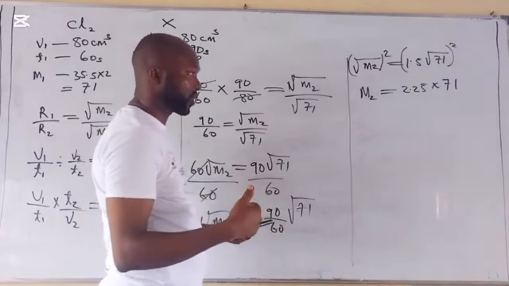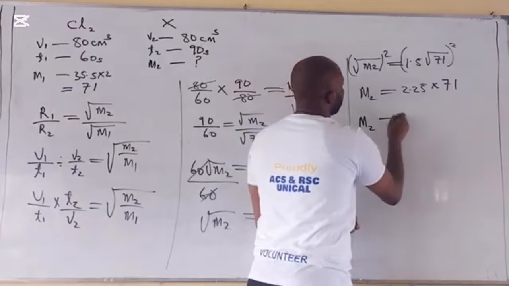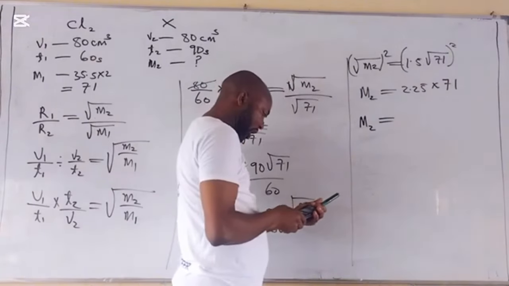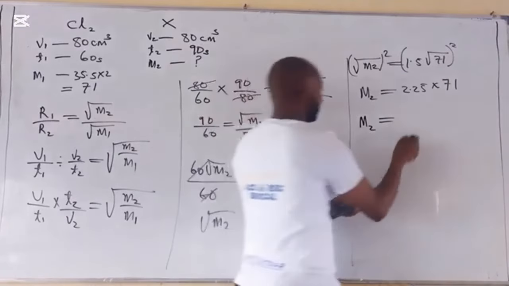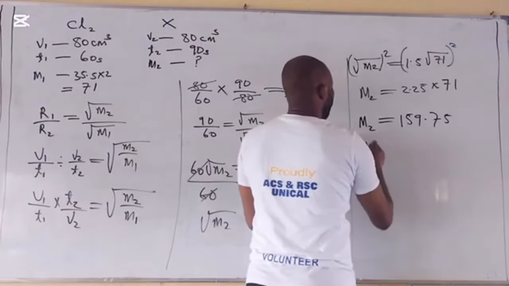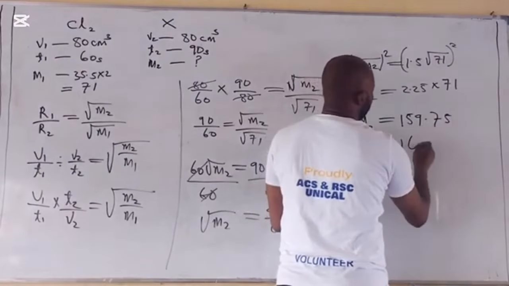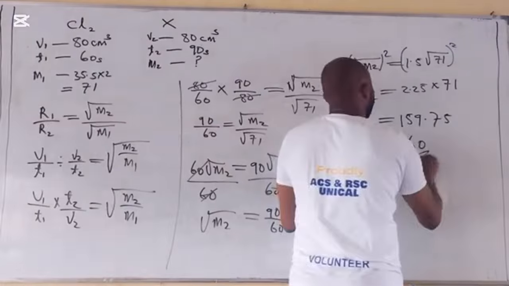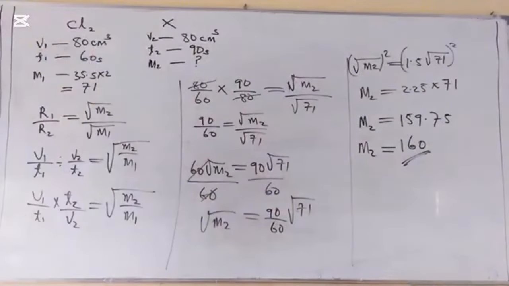We've illustrated that earlier on. So I have M2 is equal to 2.25 times 71, which is 159.75. M2 becomes 159.75, approximately 160. Relative molecular mass is usually a whole number, but let's say that's what we have. So again, there we go.